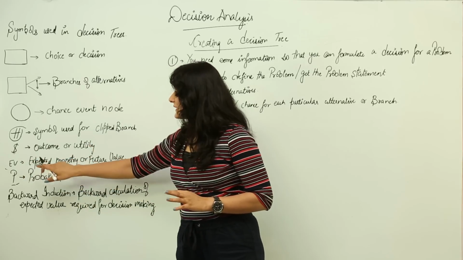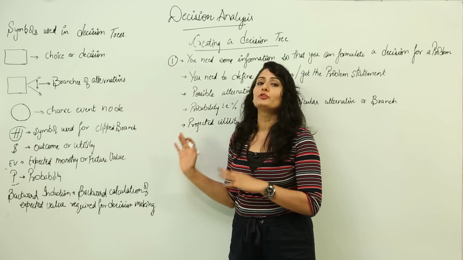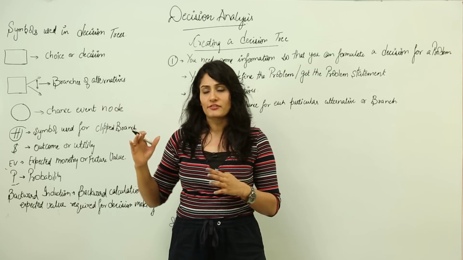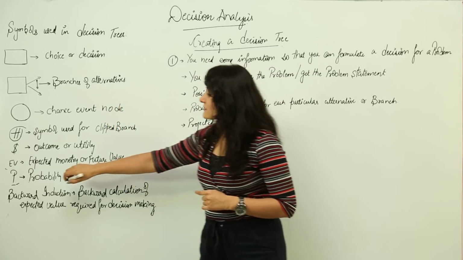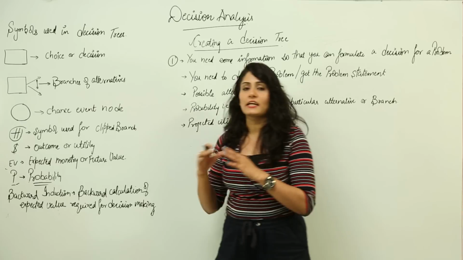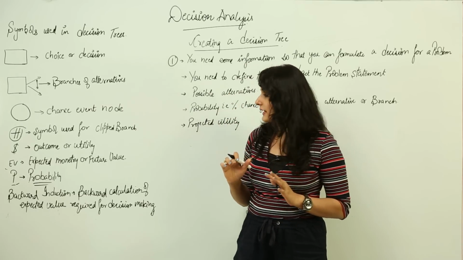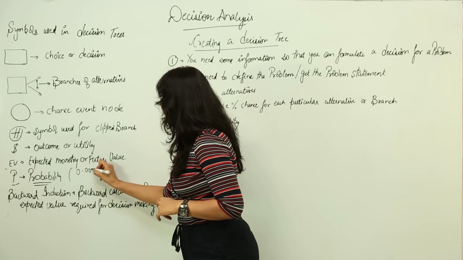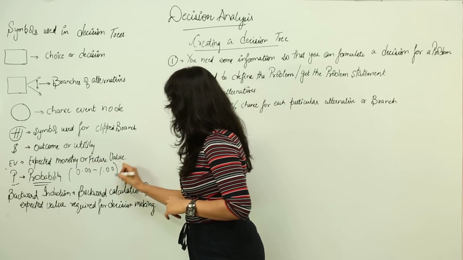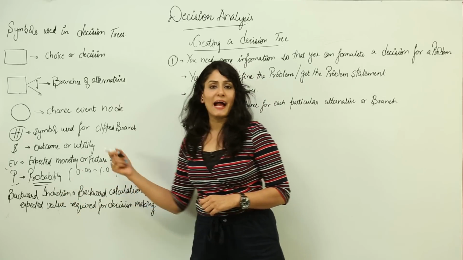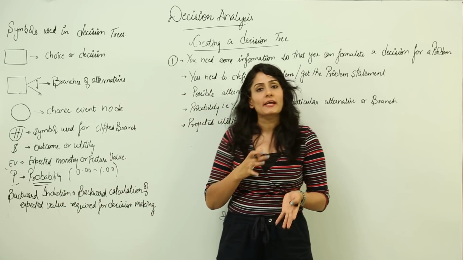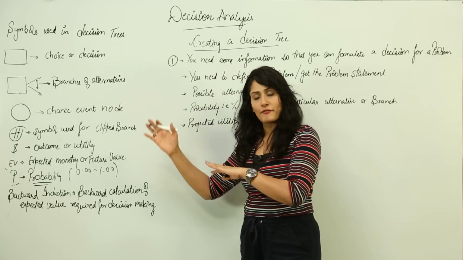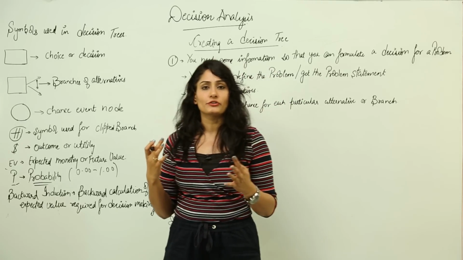This is EV, that is expected monetary or future value. This is basically a projected value of the future for any particular decision. And this P is the probability, that is the percentage occurrence of any alternative, right. And this is usually given between 0.00 to 1. And then we have backward induction, also known as folding back. So basically it is a backward calculation of expected value to take a required decision.